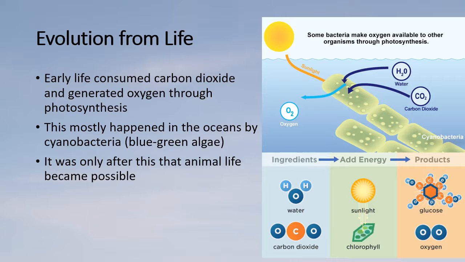It was only after this that our animal life actually became possible. Because what they did is they used up a lot of the carbon dioxide in the atmosphere, they made a lot of oxygen, and we all know that animals need to breathe oxygen. So animals did not exist until our cyanobacteria converted most of that through photosynthesis into oxygen.